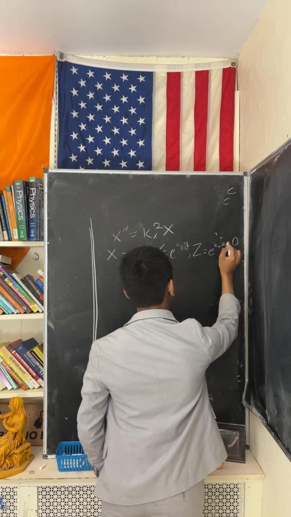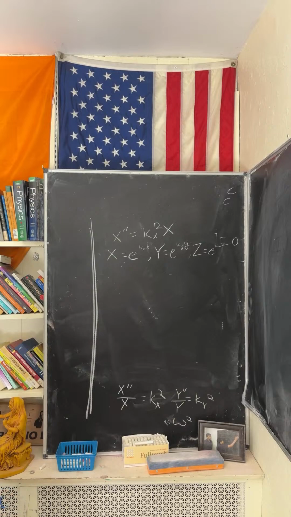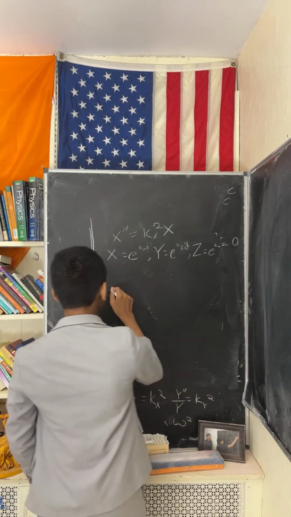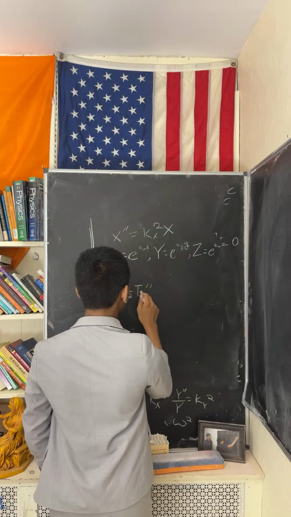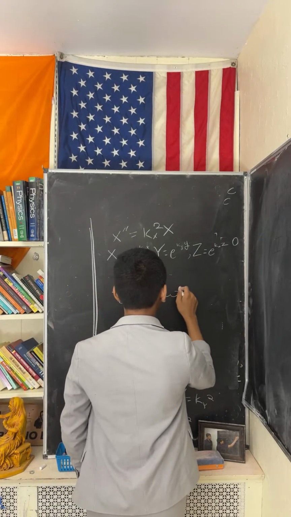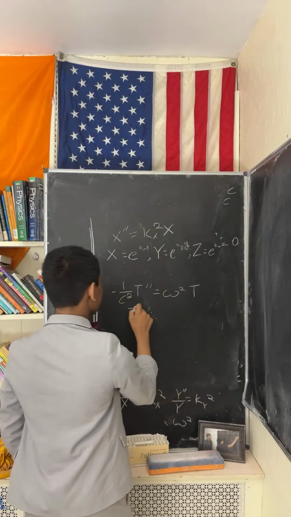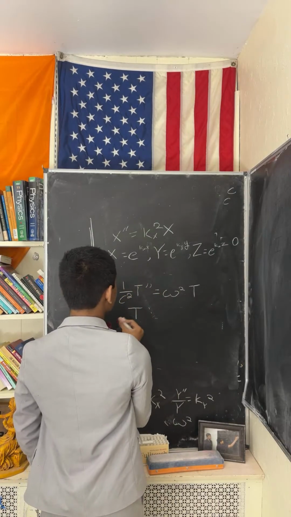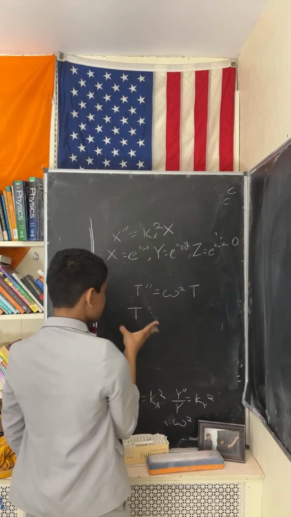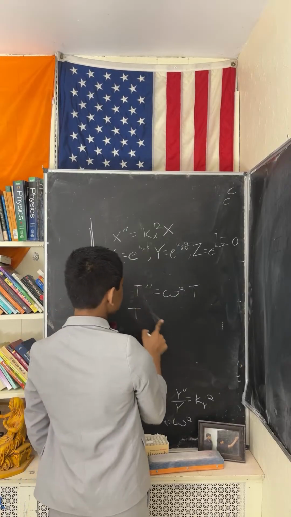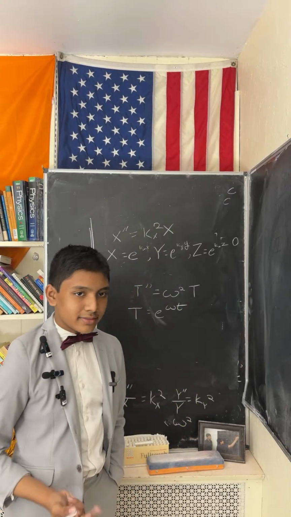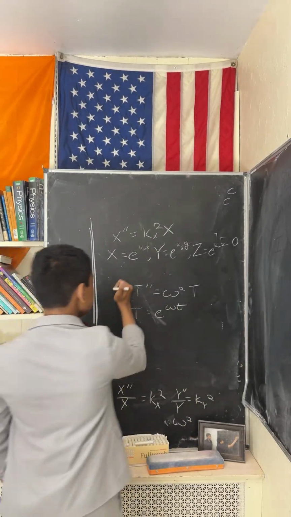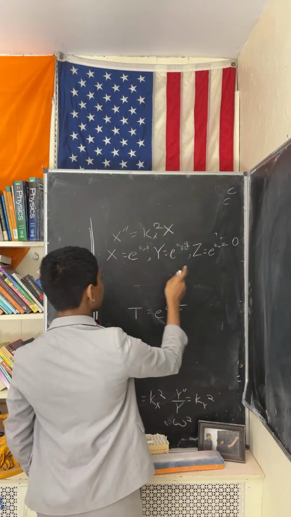Time is slightly different, but not greatly. We have that minus 1 over c squared t prime prime is equal to omega squared t, which means that, oh wait, the c squared is included. So t prime prime is equal to omega squared t, which implies that t is just e to the omega t. It's not that groundbreaking. So everything's fine so far.